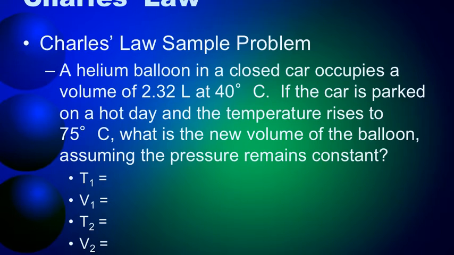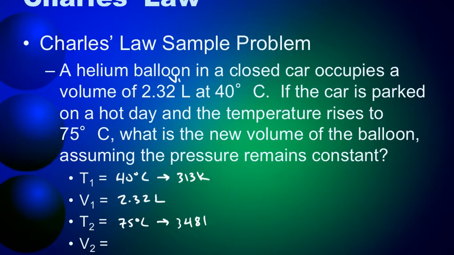So just like in the previous problem, let's label what stuff is. Occupies a volume of 2.32 liters. That sounds like V1, 2.32 liters. At 40 degrees Celsius, that sounds like T1. However, we need to immediately convert that over to Kelvin. That's 313 Kelvin. If the car is parked on a hot day and the temperature rises to 75 degrees Celsius, so let's make that T2, 75 degrees Celsius, which let's go ahead and immediately convert over to Kelvin, 348 Kelvin. What is V2? Well, so we have V1 over T1 equals V2 over T2.